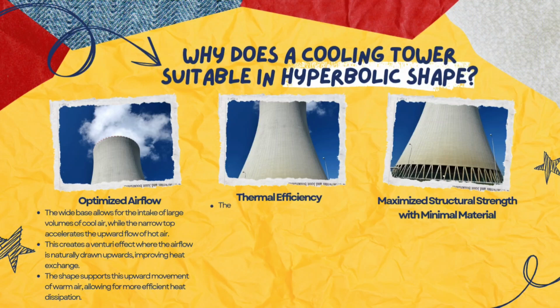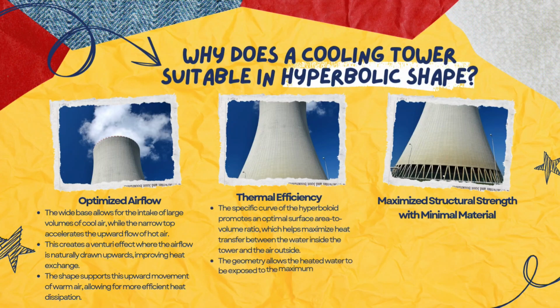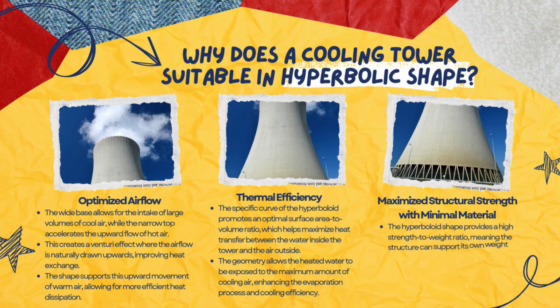Besides, it's for thermal efficiency. The specific curve of the hyperbola promotes an optimal surface area to volume ratio, which helps maximize heat transfer between the water inside the tower and the air outside. The geometry allows the heated water to be exposed to the maximum amount of cooling air, enhancing the evaporation process and cooling efficiency.